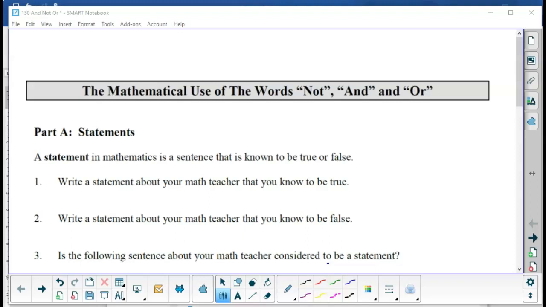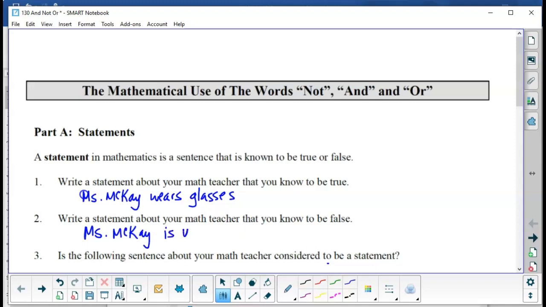So write a statement about your math teacher that you know to be true. So I'm Ms. McKay. Maybe you say, Ms. McKay wears glasses. Write a statement about your math teacher that you know to be false. Well, you might say, Ms. McKay is young. Because I've told you, and you know that I'm not young. Well, I'm young at heart.